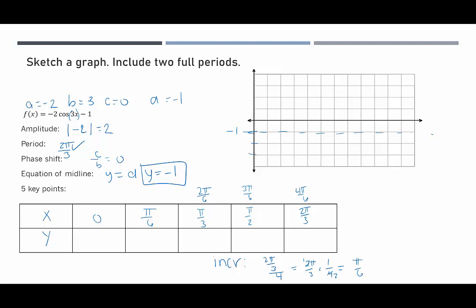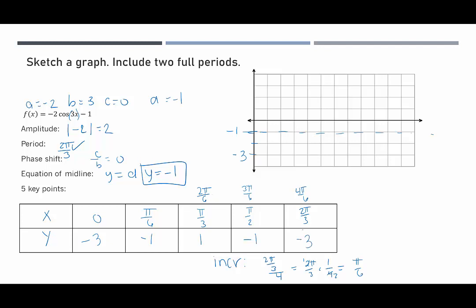-1, -2, -3. So we are starting down at -3, 2 units below the midline. Then we go to the midline. Now we're going to go 2 units above the midline. That's -1 plus 2 is 1. Go back to the midline, back down to the bottom.